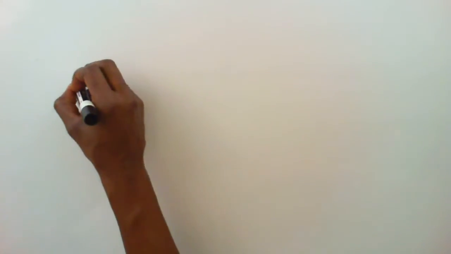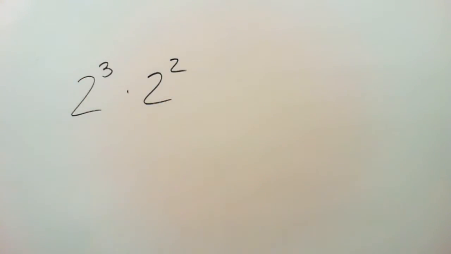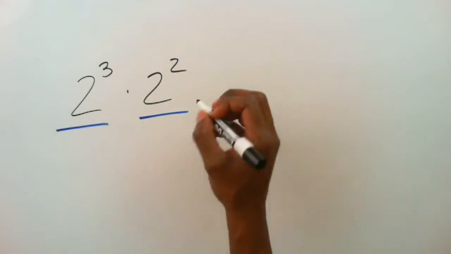The product rule. This rule tells you that when you multiply exponential expressions with the same base, you add the exponents together and keep the base. For example, take the expression 2 to the third power times 2 to the second power. Since the bases are the same, we can apply the product rule. You want to add the exponents and keep the base. This is how that looks.